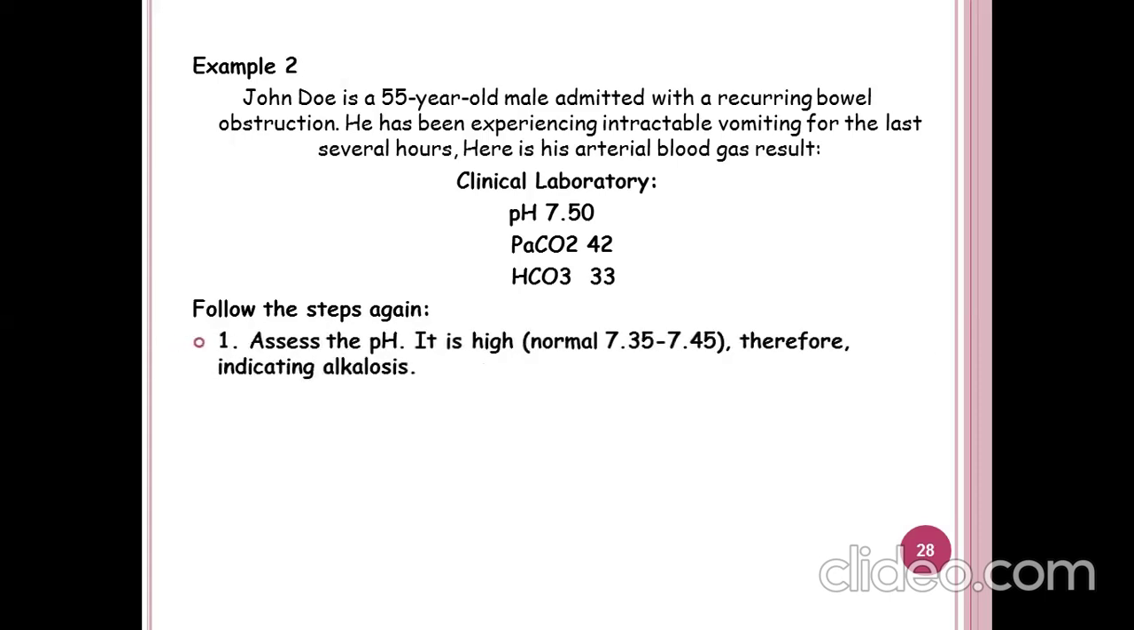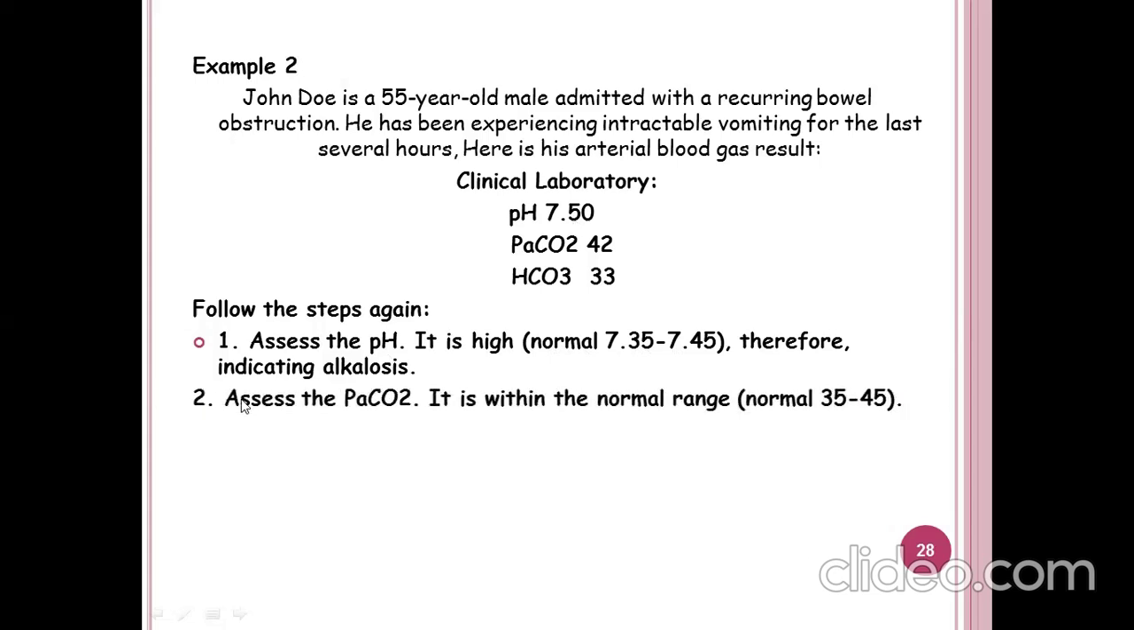So how do you find it? First step, assess the blood pH. It is uptrend, that means it is going to increase. As you all know, the normal range is 7.35 to 7.45. Therefore, alkalosis. Second, the partial pressure of carbon dioxide. This is within the normal range, 35 to 45 mmHg.